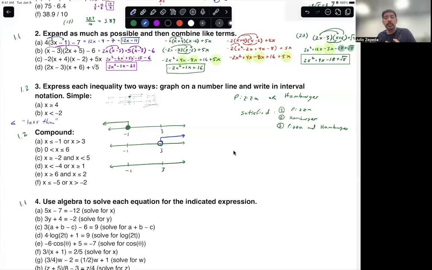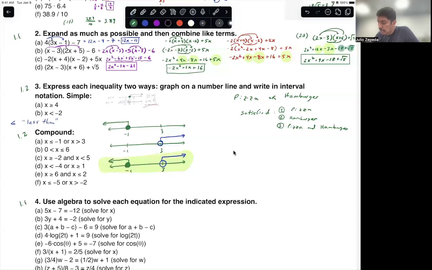And so the solution to the compound inequality, x is less than or equal to -1, or x is greater than 3, is going to be the numbers that satisfy one of the inequalities. So the solutions could be numbers that are at -1 or to the left, or numbers that are to the right of +3. And so this last graph here is the graph of the solution to the compound inequality.